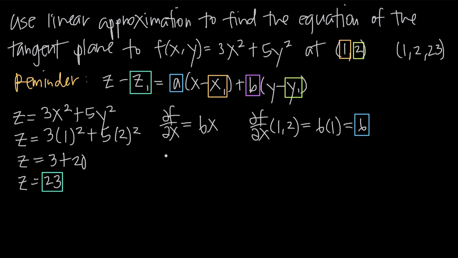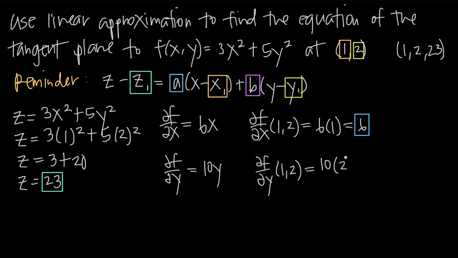Now we need to find b, and remember b is just the slope of the tangent plane in the y direction, which is the partial derivative of the function f with respect to y evaluated at the point we've been given. Finding the partial derivative with respect to y, the derivative of 3x squared will be 0 because we treat x as a constant. The derivative of 5y squared will be 10y. When we evaluate the partial derivative with respect to y at the point (1, 2), we get 10 times 2, which is 20. And so 20 is the value that we're going to be plugging in for b.